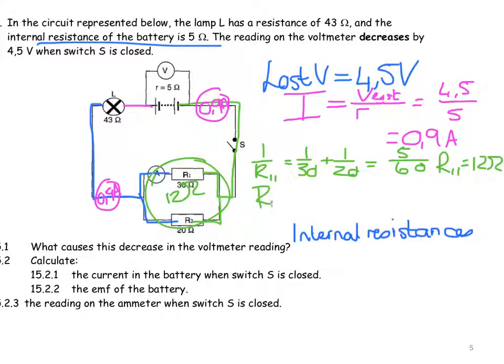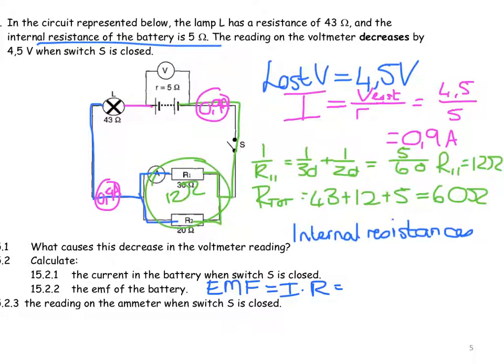And therefore, the total resistance of the entire circuit is going to be equal to 43 plus 12 plus, don't forget about the 5, and therefore we land up with 60 ohms altogether in the circuit over there. Right, then you can say, I know the series current, so I can say that EMF is a potential difference. It is equal to current times resistance. But which current? The series current multiplied by the total resistance of the entire circuit, internal and external, and then I will be able to get EMF, and I'll end up with 54 volts.